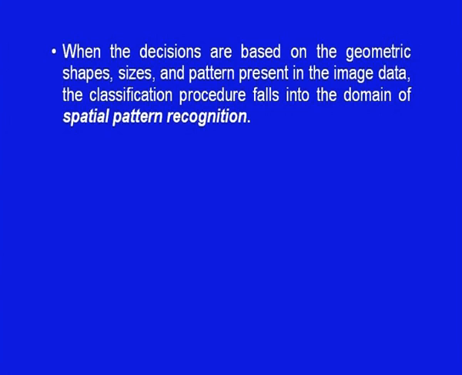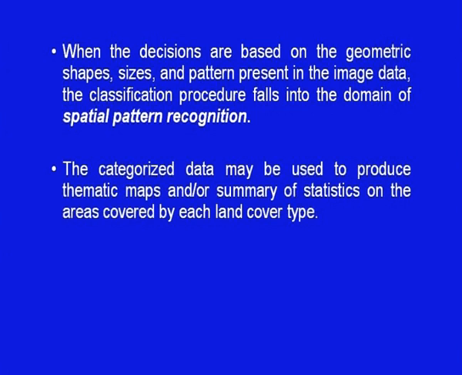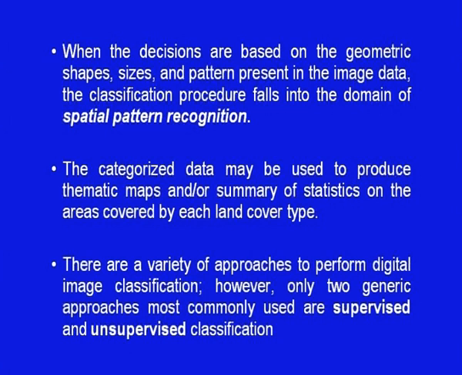When the decisions are based on the geometric shapes, size and pattern present in the image data, the classification procedure falls into the domain of spatial pattern recognition. The categorized data may be used to produce thematic maps and or summary statistics on the area covered by each land cover type. There are a variety of approaches to perform digital image classification. However, only two generic approaches most commonly used are the supervised and unsupervised classification.